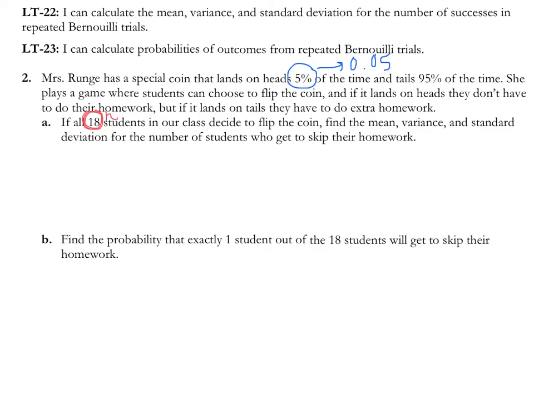Now we know that our mean is given by n times p. In this case, our n is 18 and our p is 0.05. And if we multiply this out, we should get 0.9.